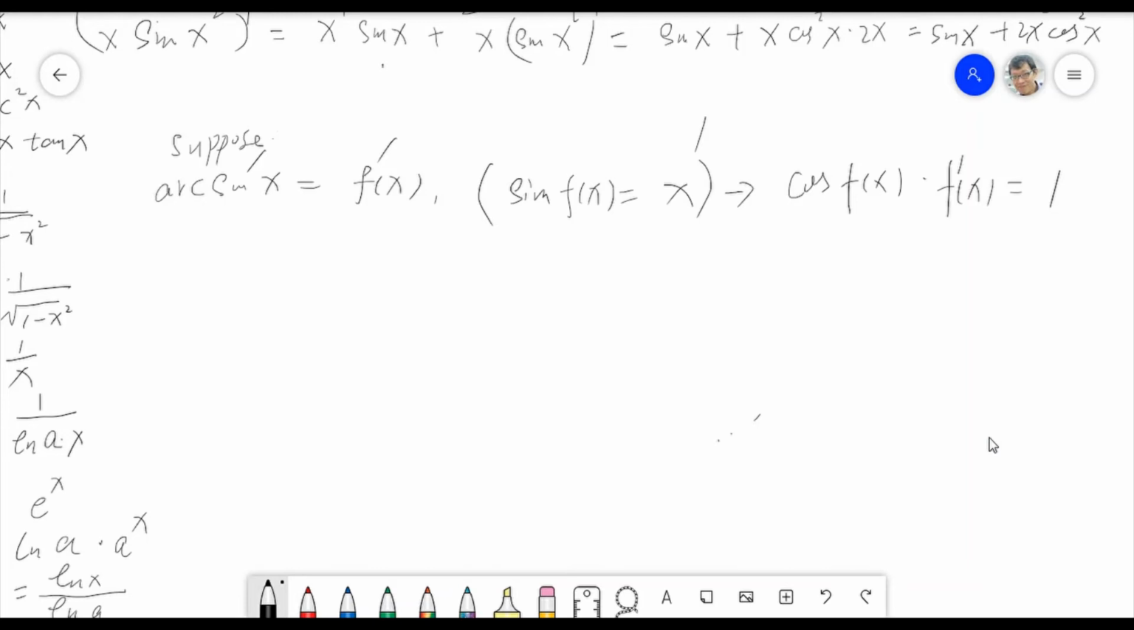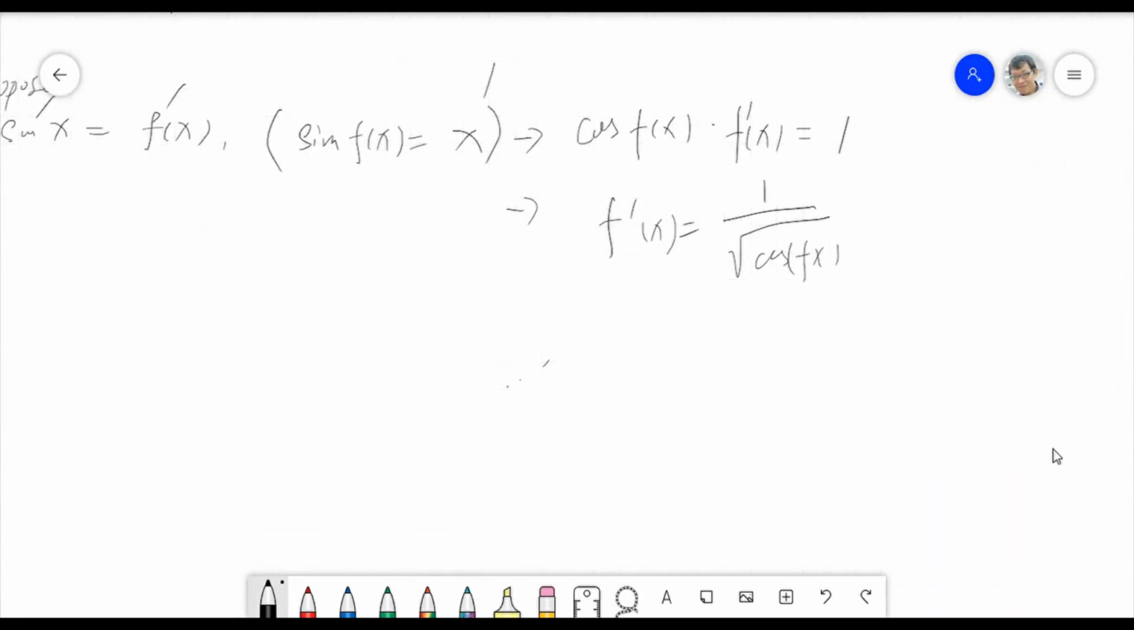So we can write it as f'(x) is equal to 1 over cosine f(x). Sorry, there's no such thing as a square root, or at least not now.